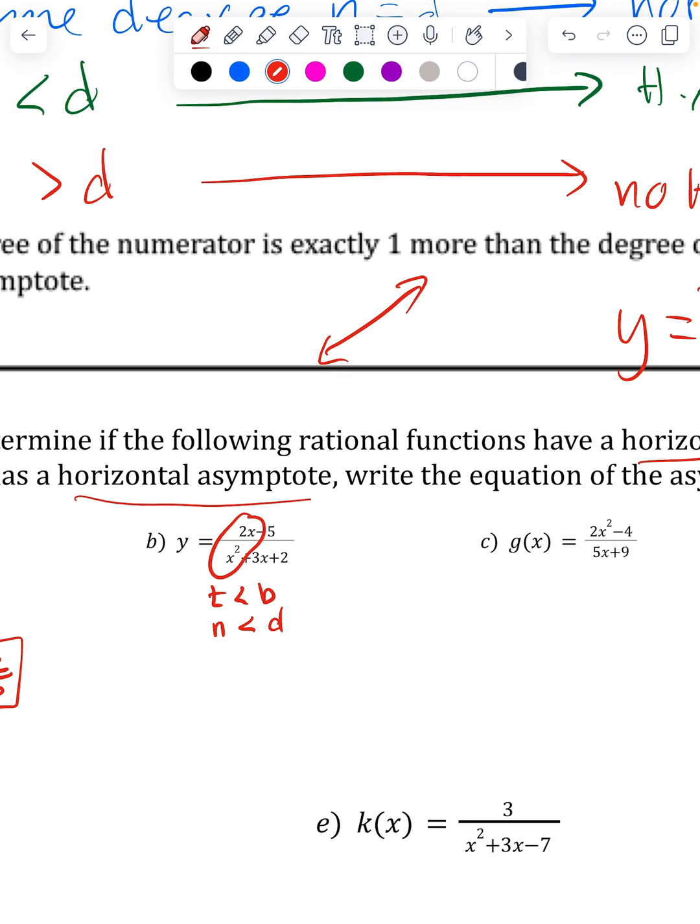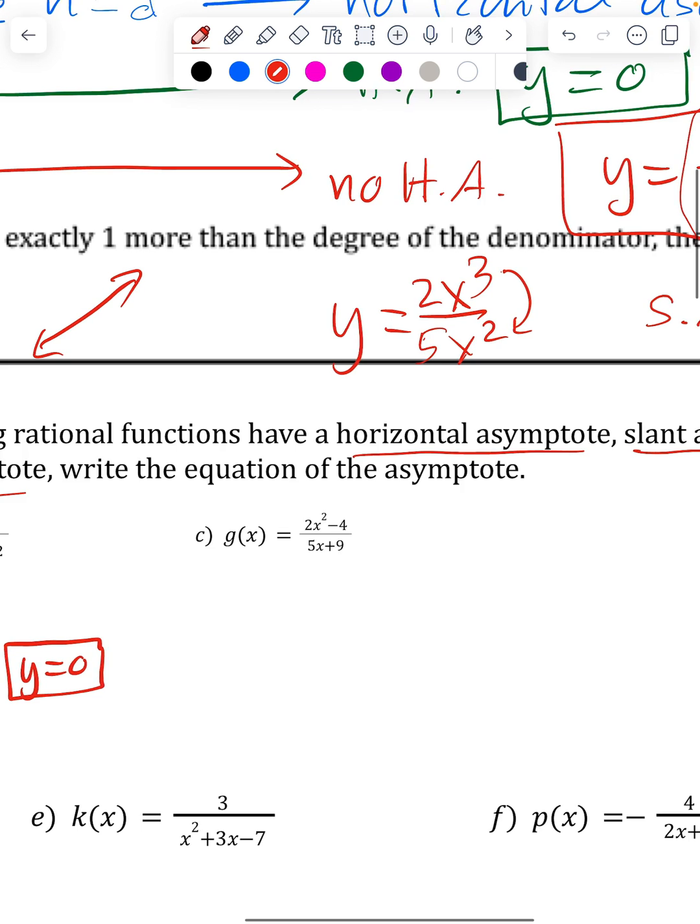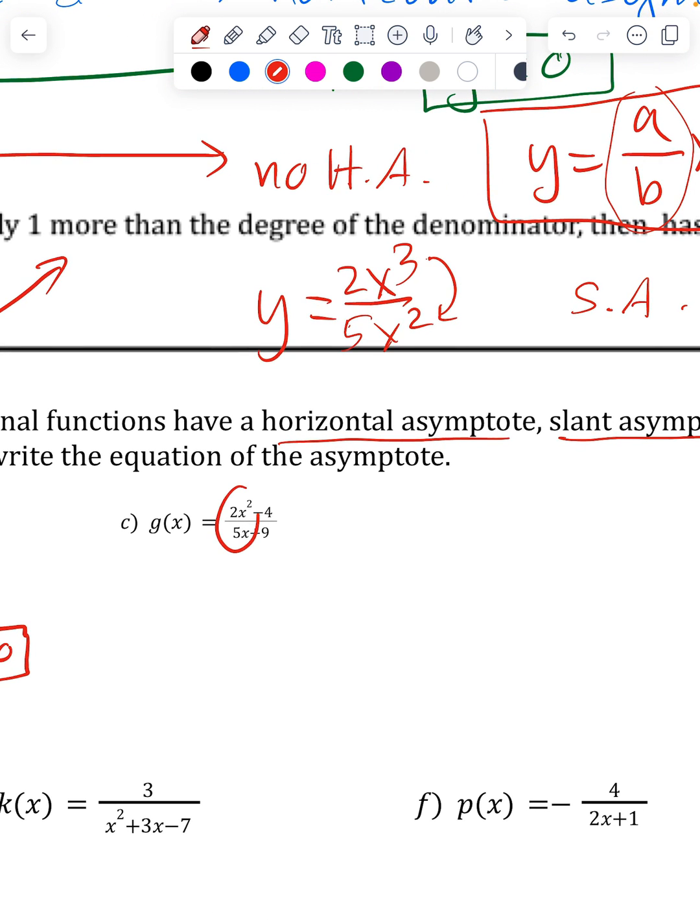And in that case, we were told that the horizontal asymptote will be located at 0, and that means the ends of the graph will go towards 0. In C, the top degree is higher than the bottom because it's x squared and the bottom's only x. So our n is greater than d. That's our third scenario. And that means that there is no horizontal asymptote.